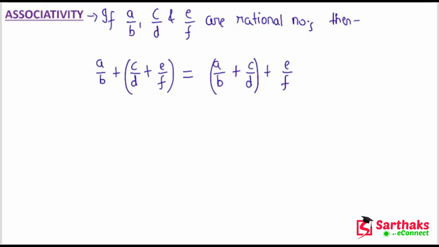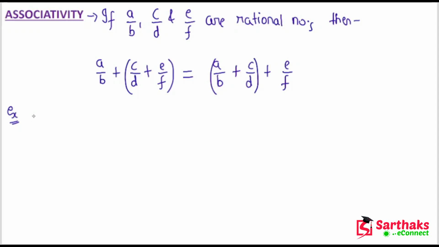On the LHS, we are adding c upon d and e upon f together, and then we are adding the result to a upon b. On the RHS, we are adding a upon b and c upon d together, and then we are adding the result to e upon f. And that is not making any difference because we have an equal sign between both LHS and RHS. Now let us verify this property for numerical values.